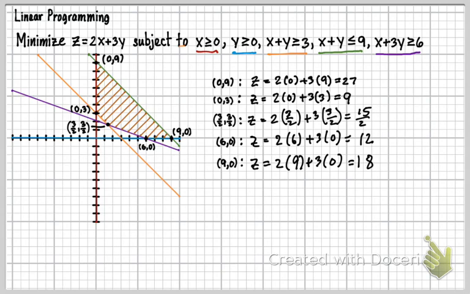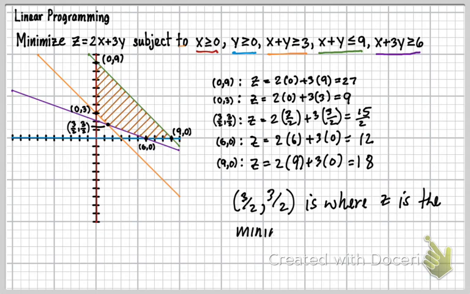Now remember what we're trying to do here. We're trying to find the minimum. We're trying to minimize here. So the smallest value of all of these numbers is the 3/2, 3/2. And that's going to be the smallest because 15/2 is 7.5. So that's going to be the point that minimizes that equation, 2x plus 3y. So I would say 3/2, comma, 3/2 is where z is the minimum. There it is, done.